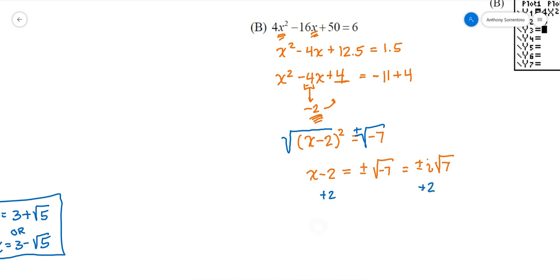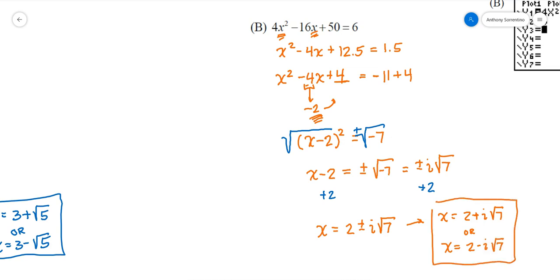And I'm going to end up with x alone on the left. 2 is a real number. Square root 7 times i is a non-real number. I can't combine them. So I'm going to have 2 plus or minus i times the square root of 7, which of course is the same way of saying either x equals 2 plus i square root 7 or x equals 2 minus i square root 7 as my two solutions.